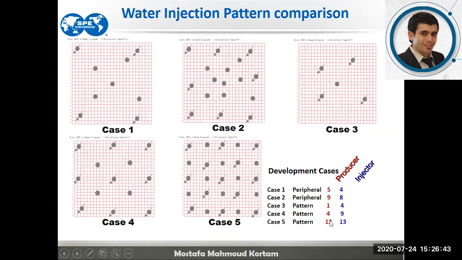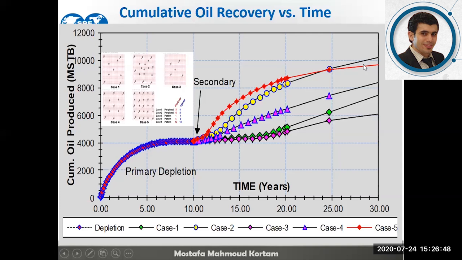So that yielded a good recovery, but the same value can be obtained by case number 2. Case number 2 is a peripheral water injection, but with just 9 producer wells and 8 injector wells. So with a smaller number of wells, they can obtain the same recoveries that can be achieved by a spot pattern. The peripheral injection, which is case 1, was the lowest value and didn't help much or achieve the desired incremental gain.